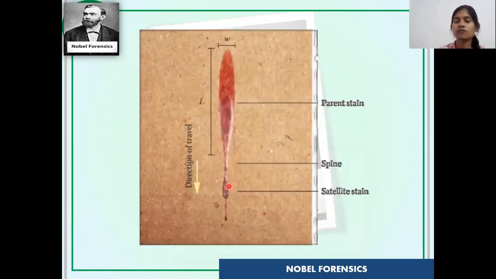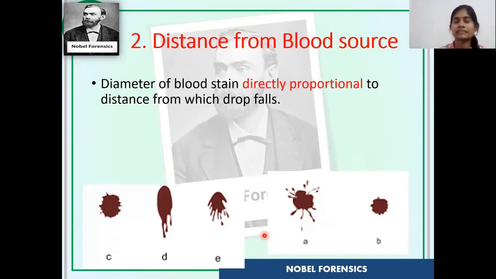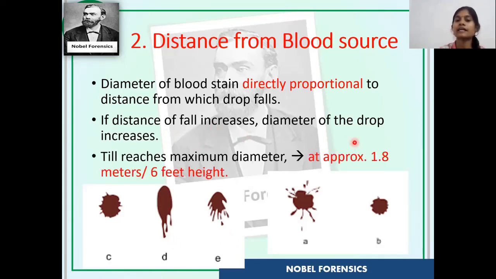After the surface of the pattern, the second factor is the distance. You can see in this image, these are all different blood stains formed because of different distances. The diameter of the blood stain is directly proportional to the distance, which means whatever the height increases, the diameter of the stain also increases. So if the distance of fall increases, the diameter of the blood drop also increases, till it reaches maximum diameter. What is the maximum diameter? It is approximately 1.8 meters or 6 feet height.